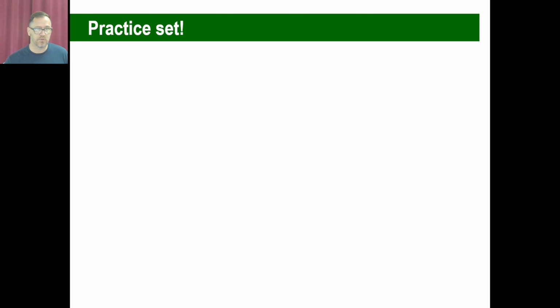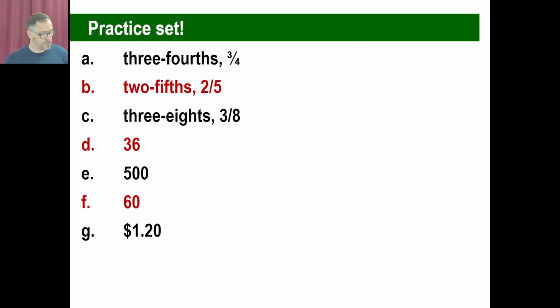So let's look at A through G. A is 3/4, B is 2/5, C is 3/8, D is 36. Now 1/2 of 72. Don't forget, you can go 1/2 and then go times 72. That's 1 times 72, then 2 times 1. And then that's a division problem, right? Or you could just say 72 divided by 2.